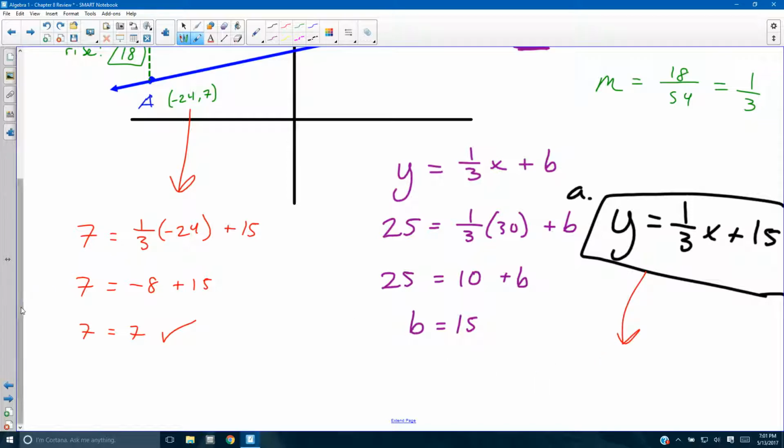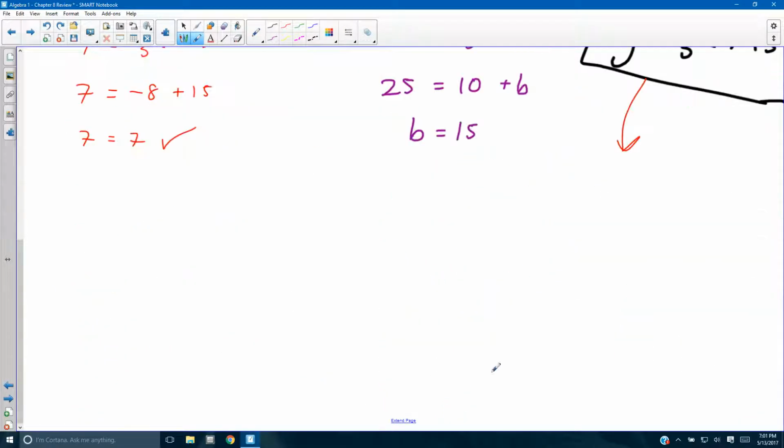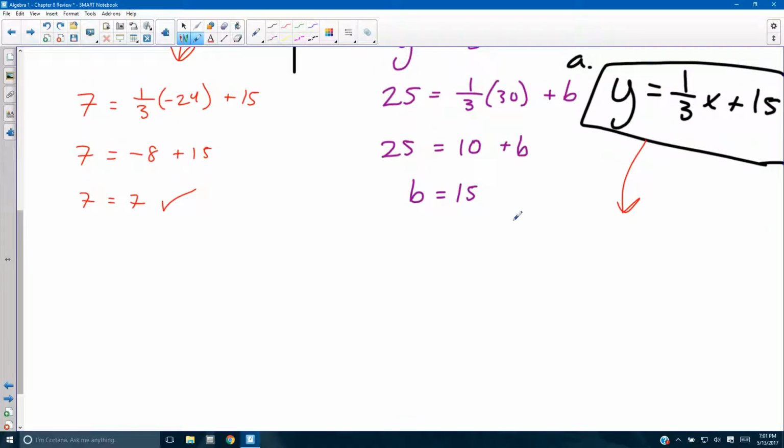What was it, 51 and 33? Okay, 33 equals 1/3 of 51 plus 15. 1/3 of 51 is the number 17. Believe it or not, it's actually a clean number. 17 plus 15 is 32. 33 does not equal 32.